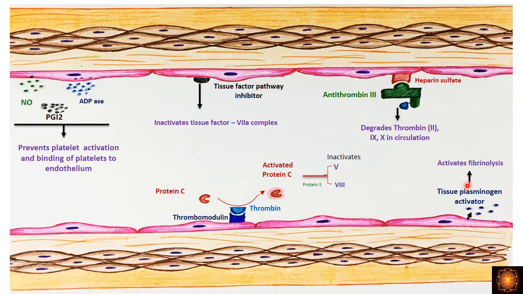I think now you remember the short form that I told you. N stands for nitric oxide, P for prostacyclin, T for tissue factor pathway inhibitor, H for heparin sulfate, T for thrombomodulin, and tissue plasminogen activator also stands for the T.